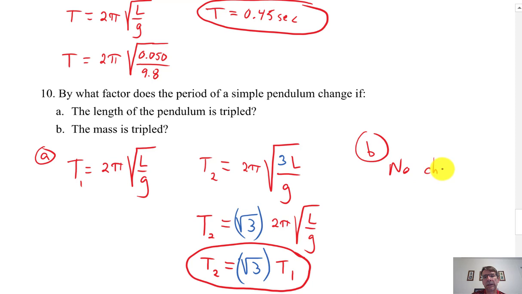No change in the period. The only thing that changes the period is how long the pendulum is and the gravity constant for the planet you're on, which on Earth is never going to change. But if it said, what if you go to the moon where gravity is different? You'd have to factor that in then, like the previous problem, put that blue factor in there and factor it out.